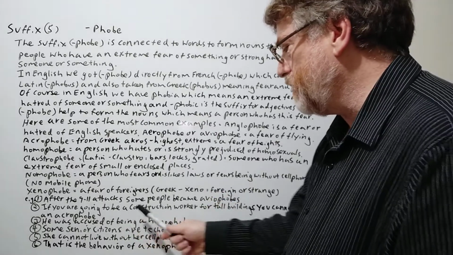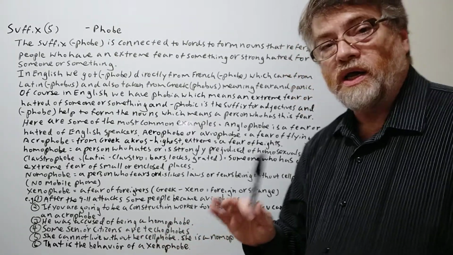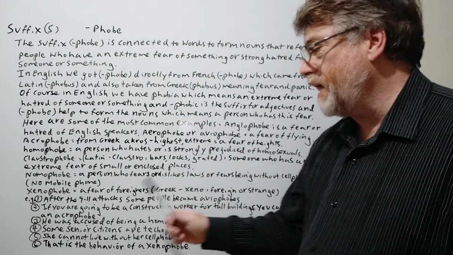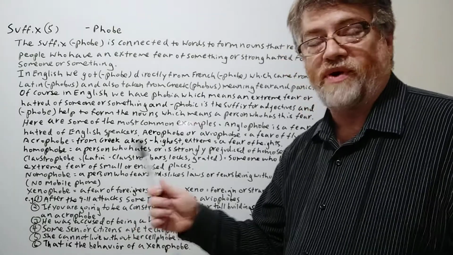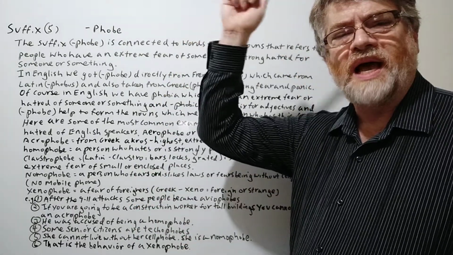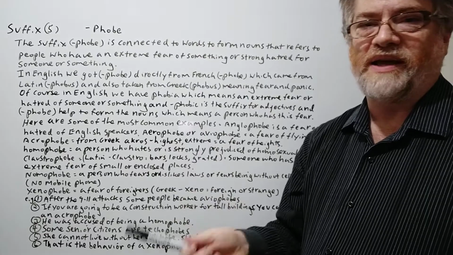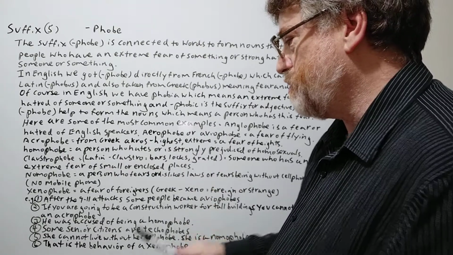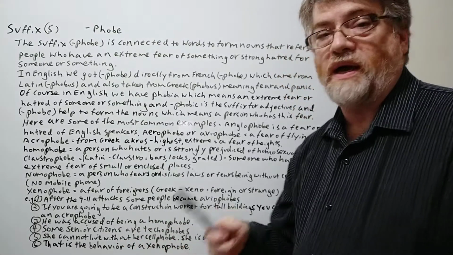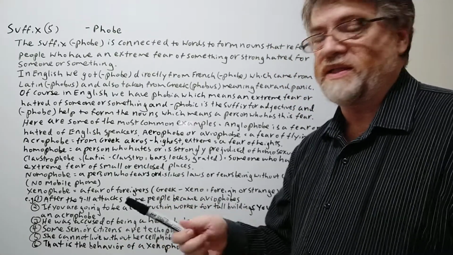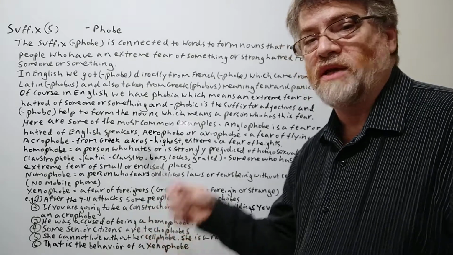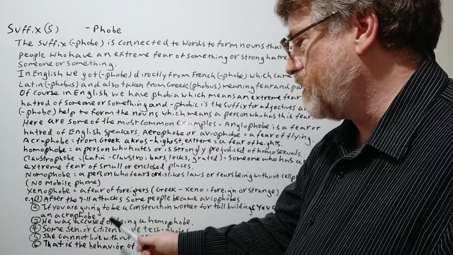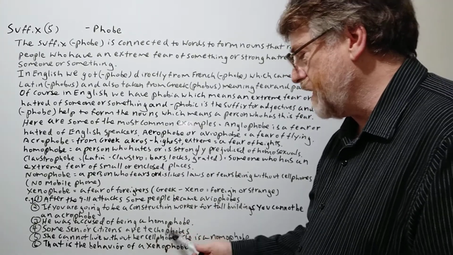Number 2, if you're going to be a construction worker on tall buildings, really, you cannot be an acrophobe. So if you have to be up on those high levels, no, you'll never survive if you're an acrophobe. All right. Number 3, he was accused of being a homophobe. Maybe somebody might think that maybe someone who's prejudiced against homosexuals, or strongly dislikes them. Number 4, some senior citizens are technophobes.